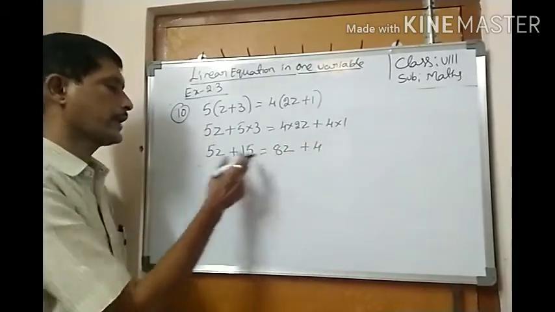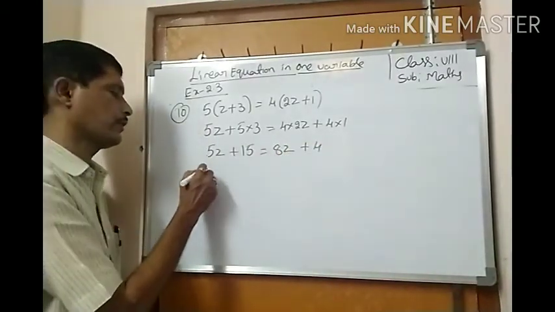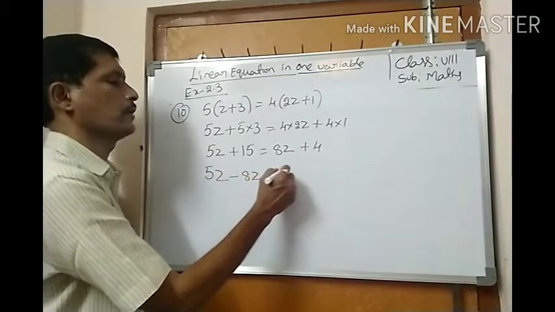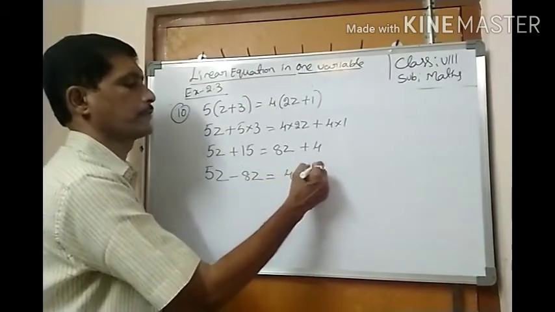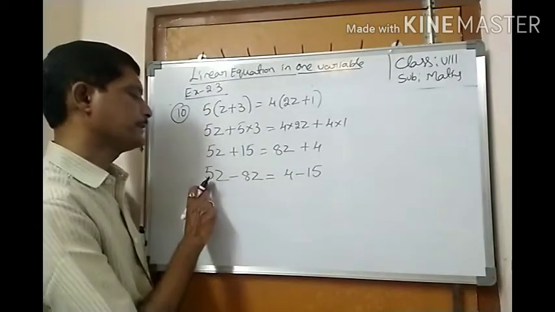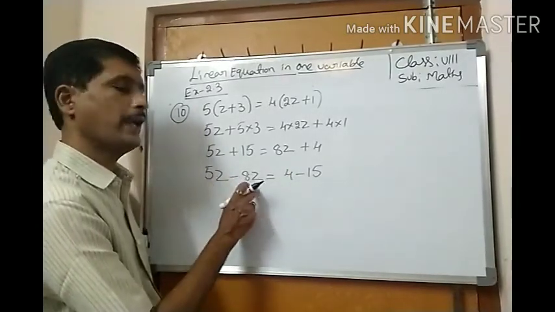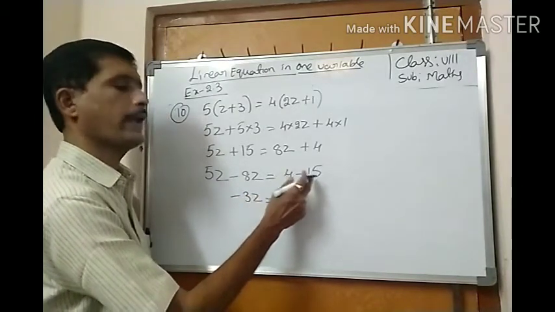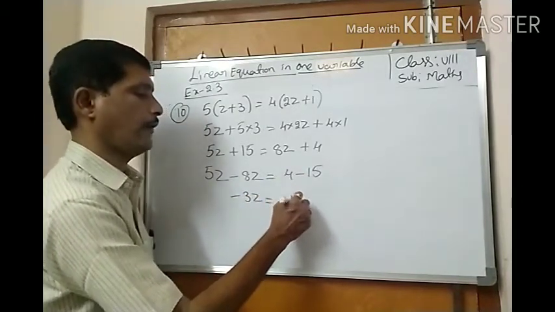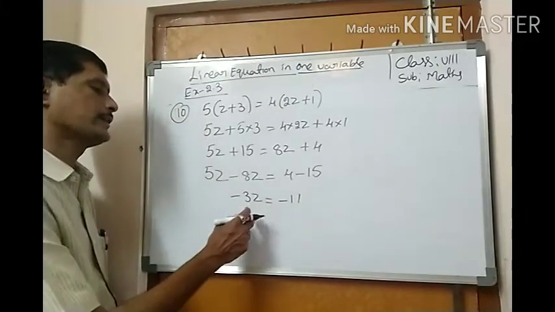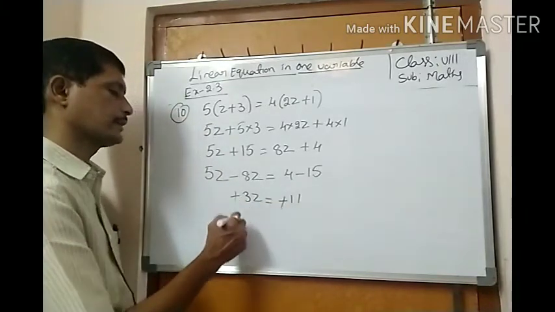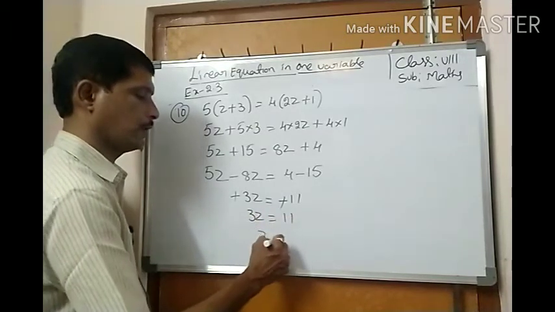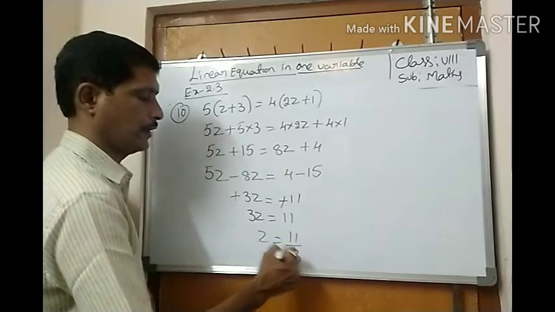Here variable z is there, here also variable z. Change it to one side. Therefore 5z minus 8z equal to 4 minus 15. Here 5z minus 8z, that is minus 3z. Here 4 minus 15, that is minus 11. Here both have minus sign. Minus minus get cancelled. Therefore 3z equal to 11. Therefore z equal to 11 by 3.